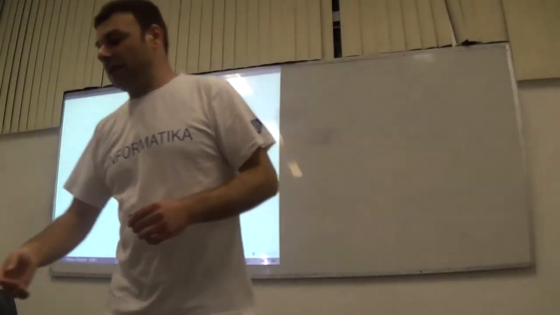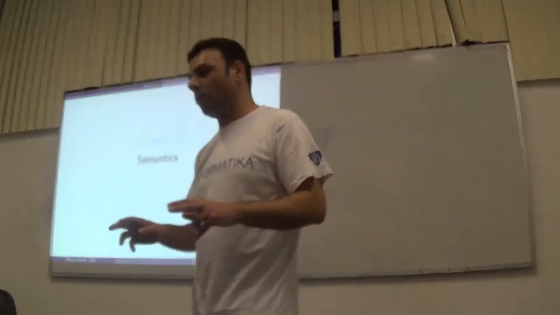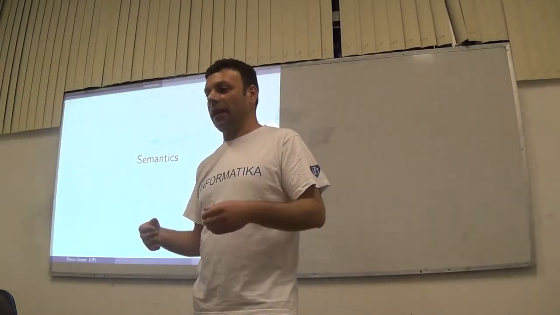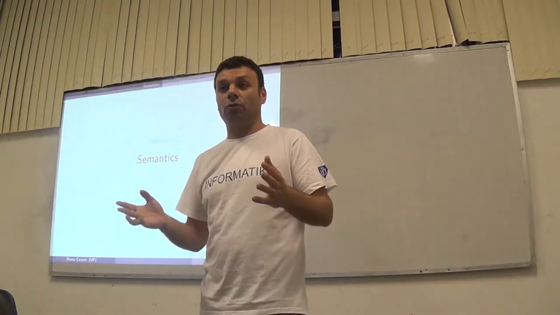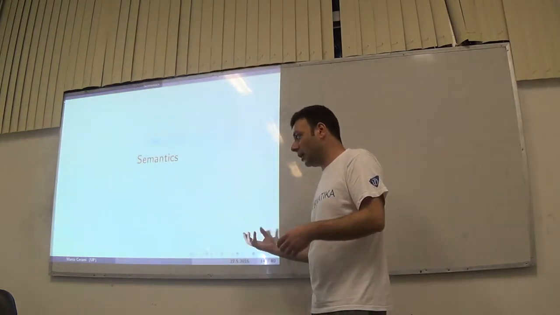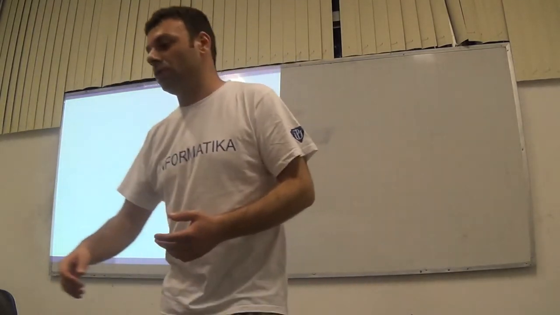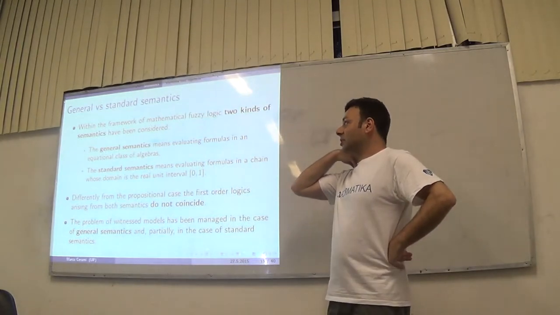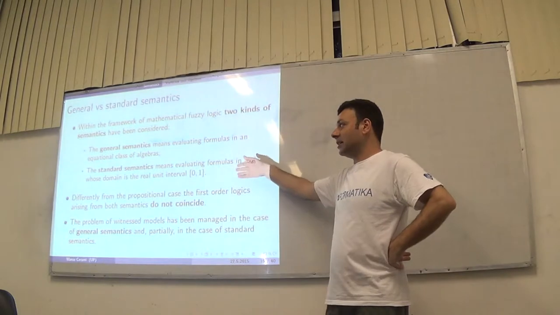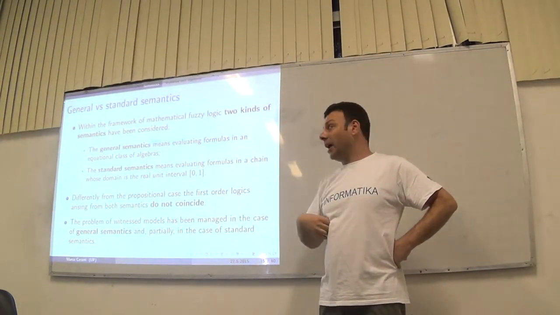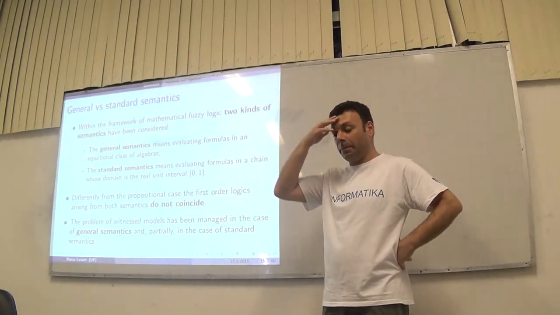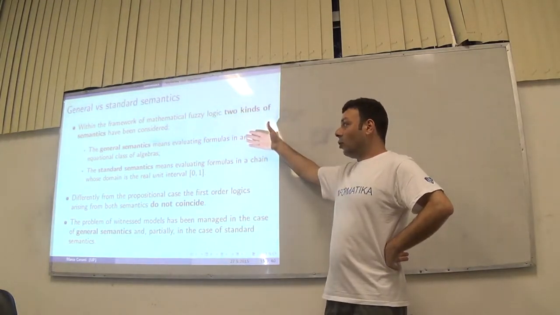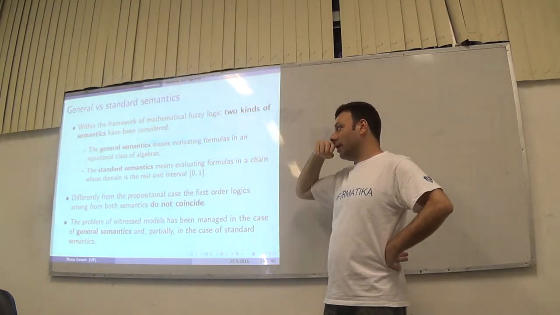The semantics, that is, apart from the framework of core fuzzy logic, all that we have, and the axiomatic, all that we have defined, like terms, formulas, and so on, is totally equal to classical logic. What changes is when we introduce the semantics, that is no more the same. Within the framework of mathematical fuzzy logic, two kinds of semantics have been considered, the general semantics and the standard semantics. The general semantics means evaluating formulas by means of assignations and evaluations that we will see will be defined on all the algebras in an equational class of algebras.